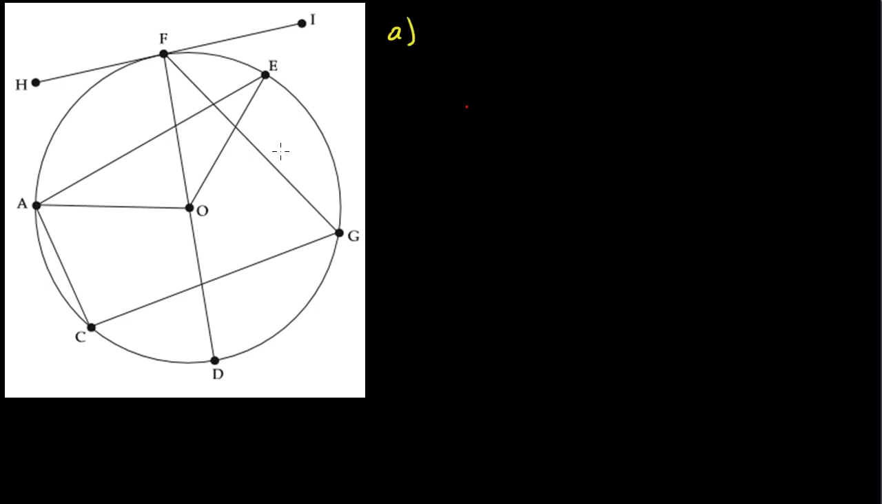Looking at this one, I can see quite a lot of them. It's easy to get confused, but I like to break it up. Chords, remember, are 2 points that are on the circumference and a line connecting them. So the first one I see is AE. That's this one here. I also see AC.